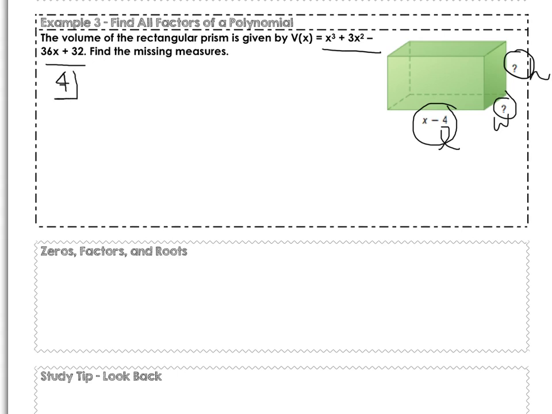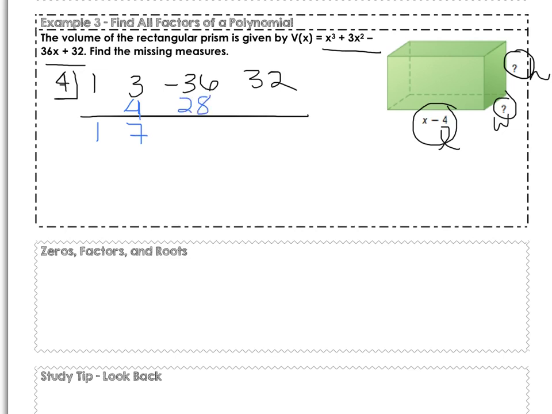So I'm going to plug 4 into synthetic division, and my coefficients for the total volume are 1, 3, negative 36, and positive 32. So I'm going to pull down the 1, multiply, then add. 7 times 4 is 28. And then we have 28 plus negative 36 is negative 8. 4 times negative 8 is negative 32.